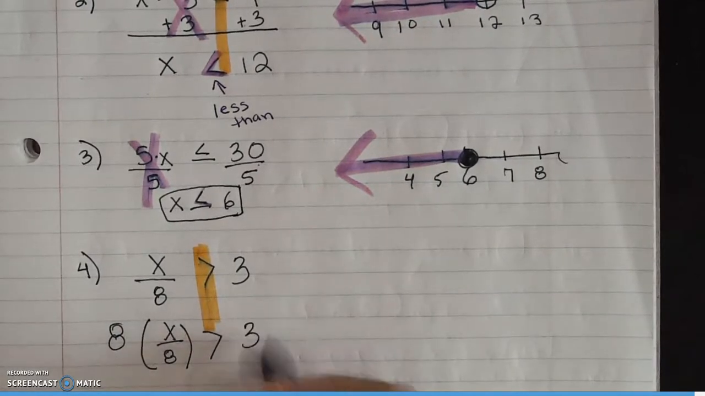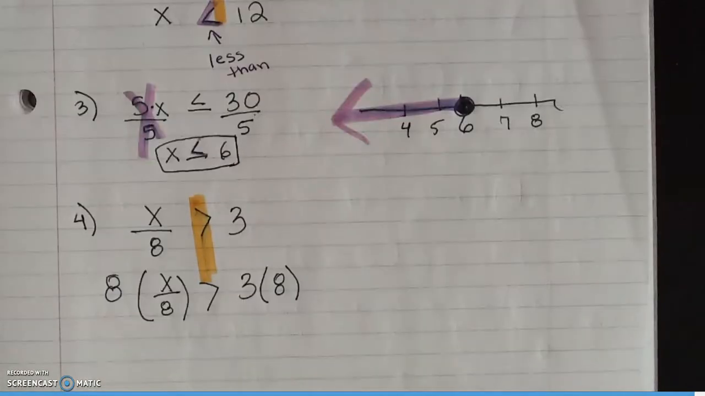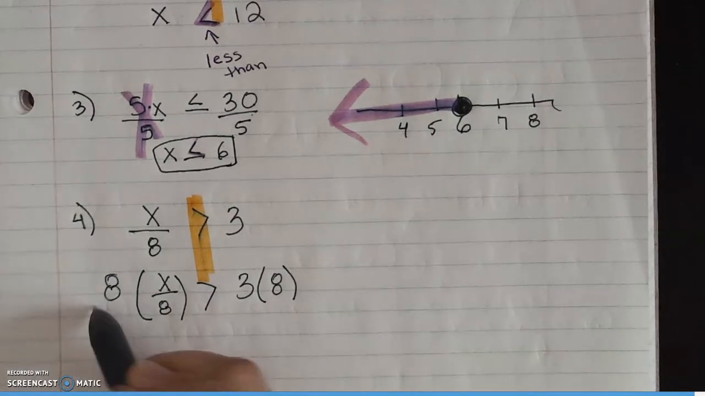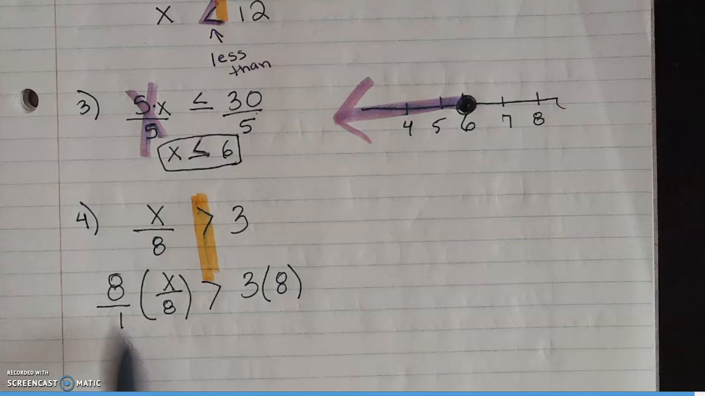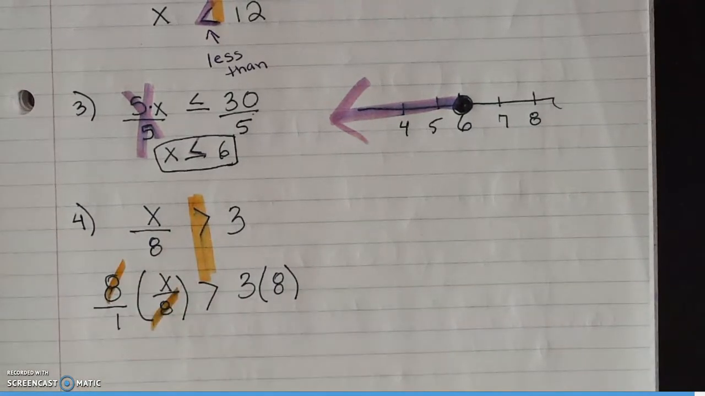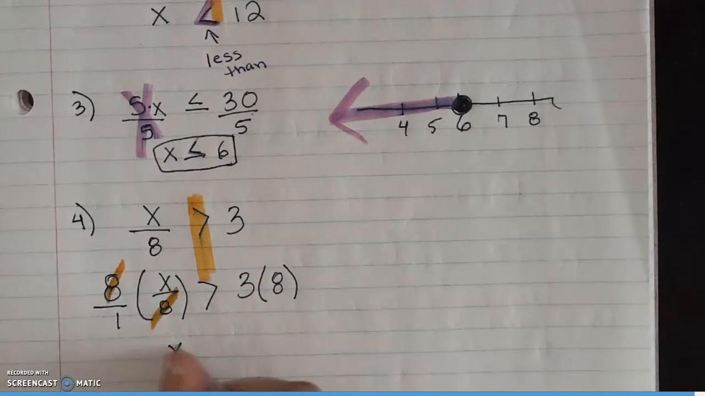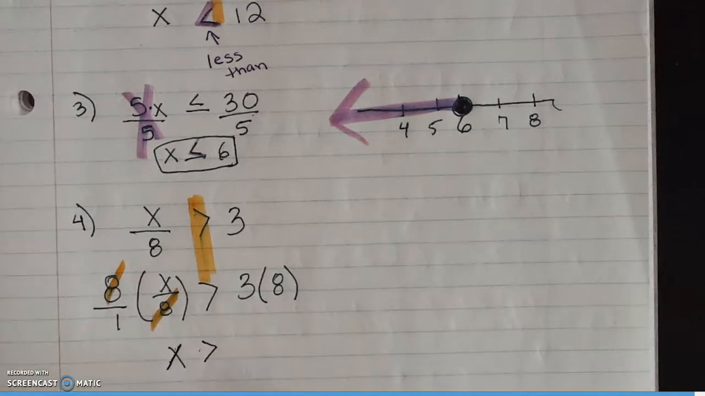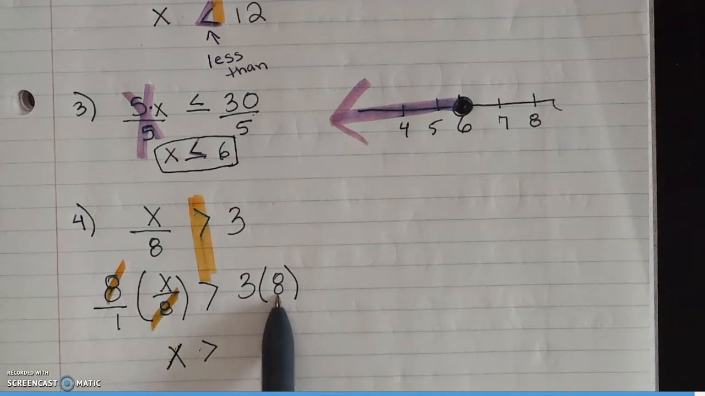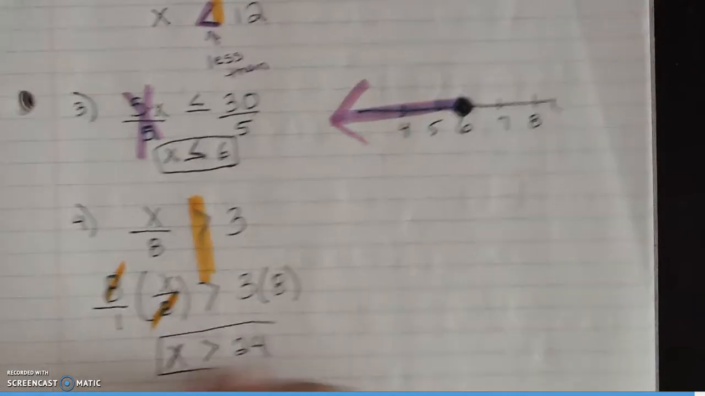So I have 3, and I'm going to multiply it by 8. Okay. Now, remember, if you have a whole number, all you need to do is put the denominator, and this crosses out. So when this cancels out, you now have x. X is greater than, what is 3 times 8? 3 times 8 is 24. This here would be your answer.